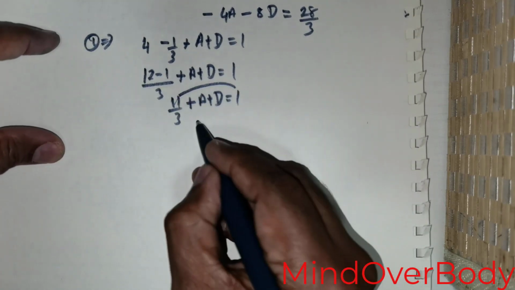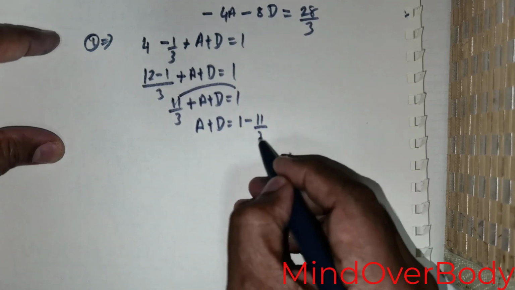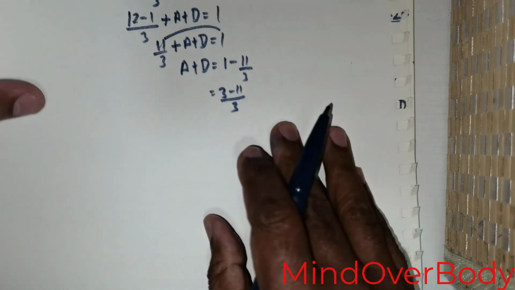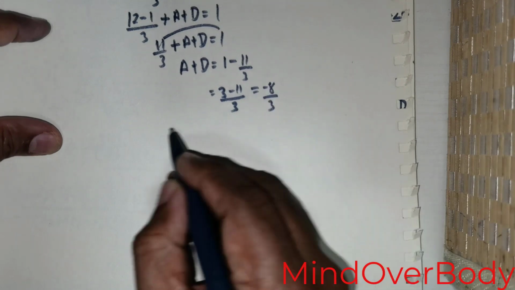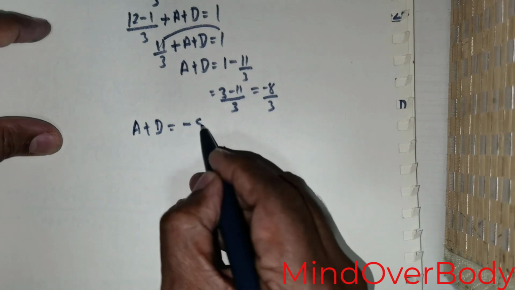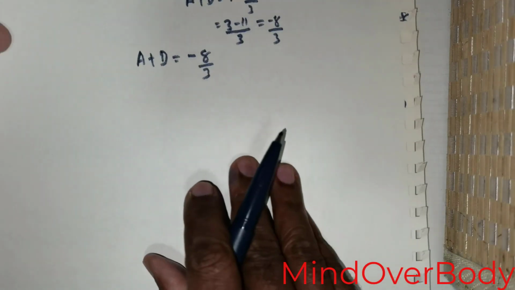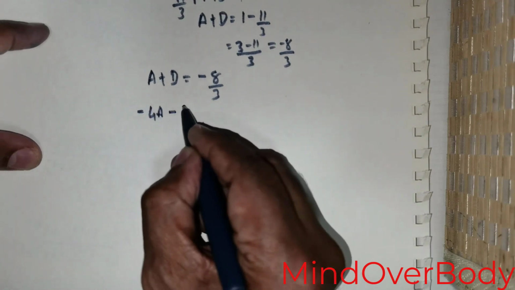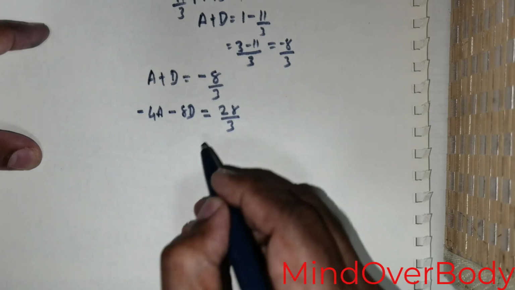I move this to the other side. This is a plus d is equal to 1 minus 11 over 3. This is 3 minus 11 over 3. So this is going to give me negative 8 over 3. So this is a plus d is equal to negative 8 over 3. I'm going to use this. So this is going to be negative 4a minus 8d is equal to 28 over 3.